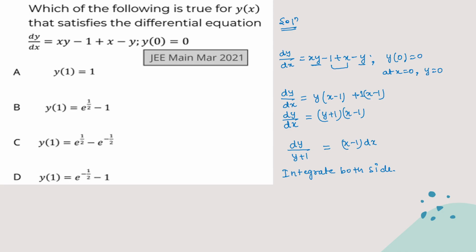So sometimes the question directly will not look like it is of the variable separable type, but you have to check by hook or by crook, right? Okay, so integrating both sides, you will be getting dy upon y plus 1 on the left side, which will be log, into dx. So the left side will be ln of mod y plus 1 is equal to the integration of x, which will be x square by 2, minus 1 integration is x, plus c. Now the conditions are given, so put the conditions and get your c value.